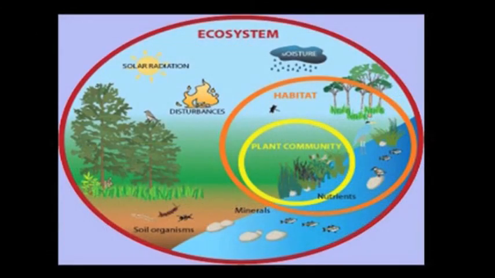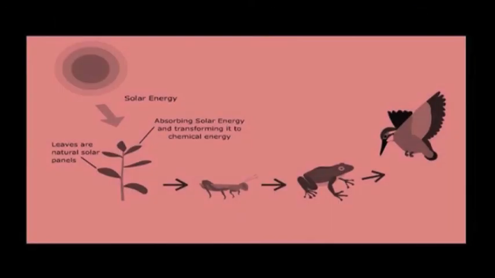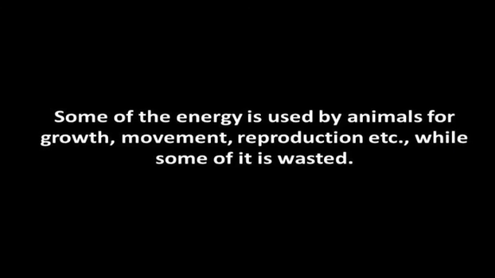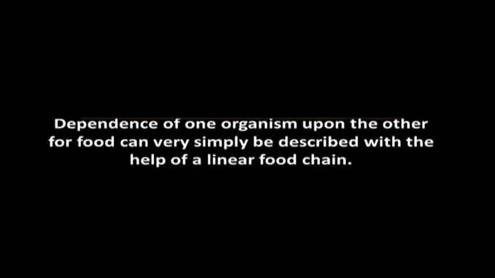Energy exists in nature in a form that cannot be observed and used by animals. So, plants are needed to capture this energy and convert it to the form that can be used by animals. Some of the energy is used by animals for growth, movement, reproduction, etc., while some of it is wasted. Though the dependence of one organism upon the other for food can very simply be described with the help of a linear food chain, in reality, there are many food chains.